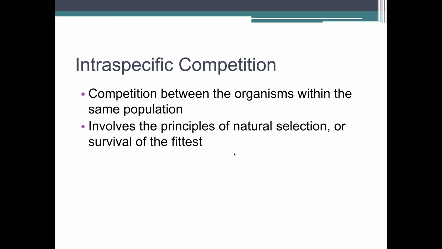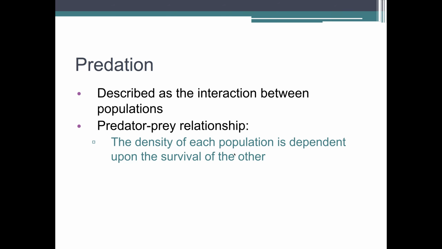Predation is described as interaction between populations. In the predator-prey relationship, the density of each population is dependent on the survival of the other. If you take away one of these in the relationship, it's going to cause a skew in the food web and the food chains in that area.